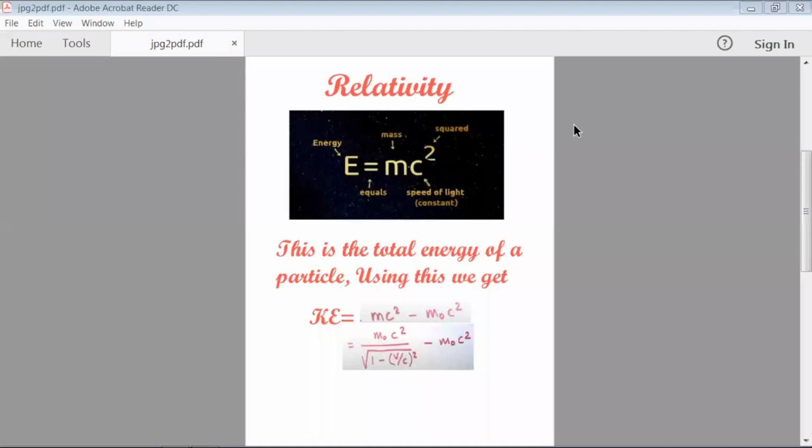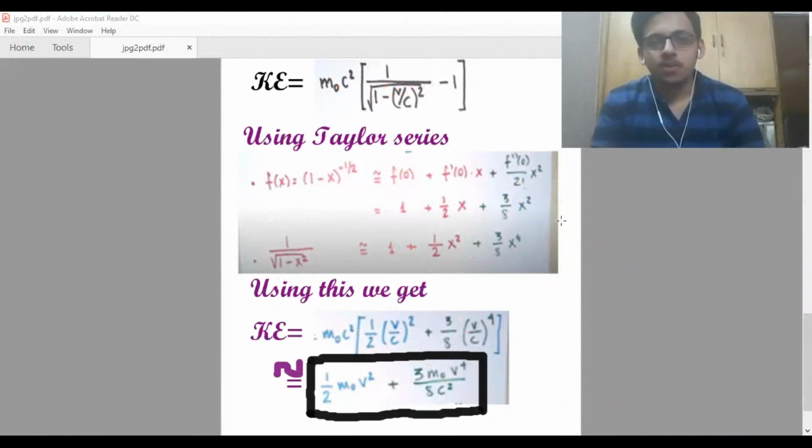Further simplifying mass in terms of mass at rest, we get m naught c squared upon the square root of 1 minus (v by c) whole squared, minus m naught c squared. Well, they do seem very different from each other, but they are similar. Let us see how. Now we have the formula for kinetic energy as m naught c squared into [1 upon the square root of 1 minus (v by c) whole squared, minus 1]. Now we have taken f(x) as 1 upon the square root of 1 minus (v by c) whole squared. Now we take v by c as x.